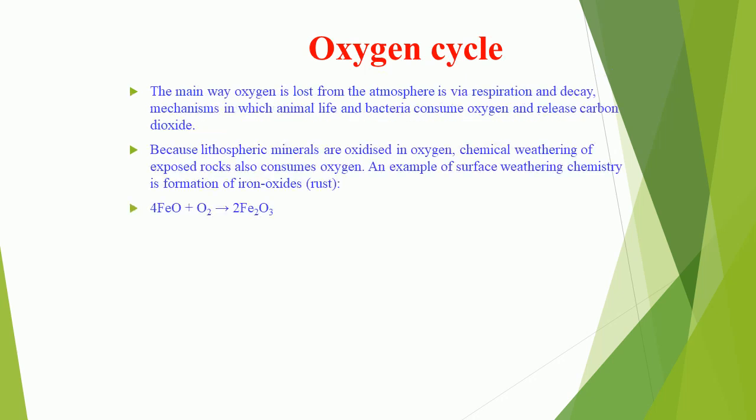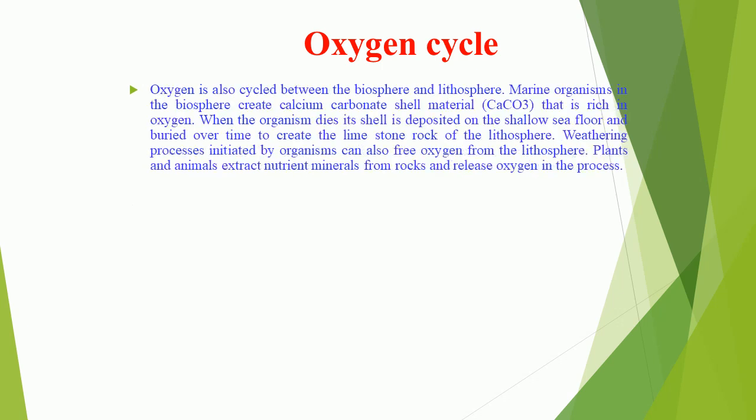The main way oxygen is lost from the atmosphere is via respiration and decay, mechanisms in which animal life and bacteria consume oxygen and release carbon dioxide. Because lithospheric minerals are oxidized in oxygen, chemical weathering of exposed rocks also consumes oxygen. An example of surface weathering chemistry is formation of iron oxides, rust. 4FeO plus O2 yields 2Fe2O3.